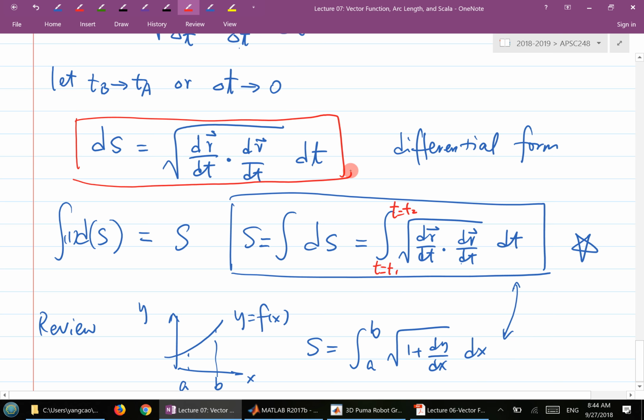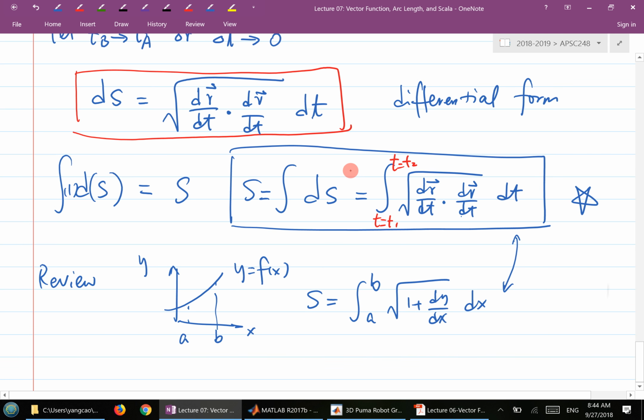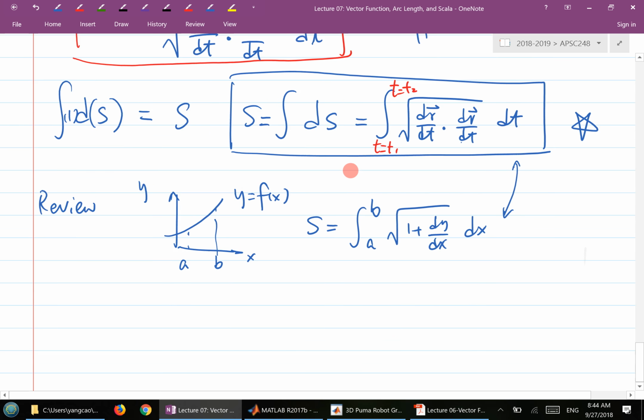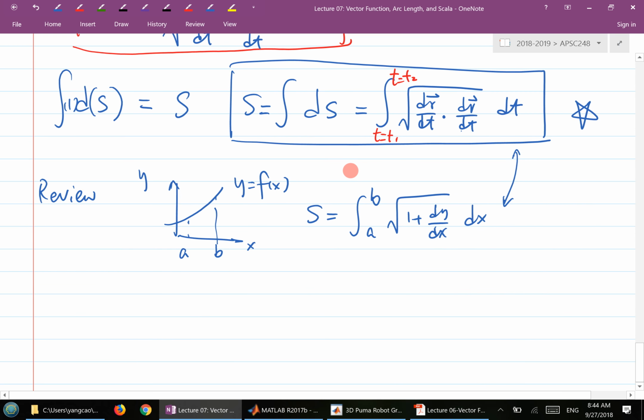Your ds, which is the small segment of the arc length. These two, if you have to remember, just write them down a couple of times on a piece of paper, and you'll be able to remember them. All right, so let's see the examples here.